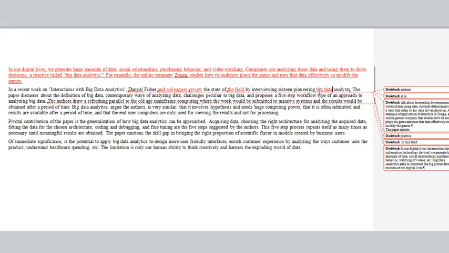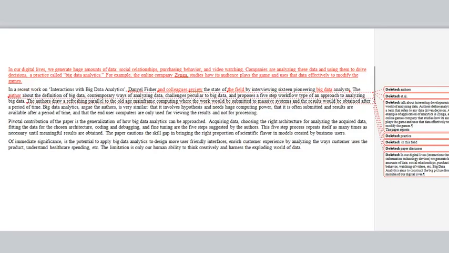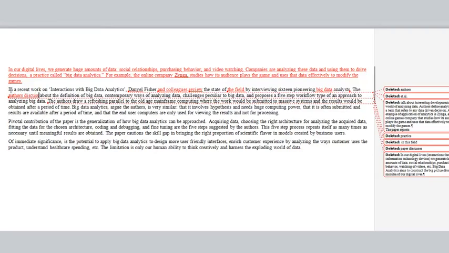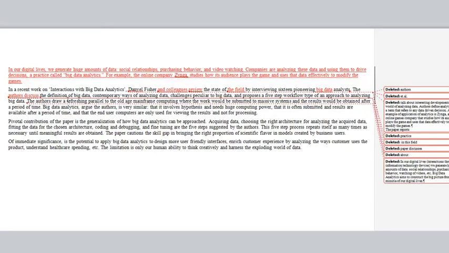And then what did they do? So the paper, I'm going to say the authors discuss rather than the paper discuss. That's a minor stylistic thing. The authors discuss, we don't need the about here, discuss the definition of big data, contemporary ways of analyzing data, challenges peculiar to big data, and proposes a 5-step workflow.